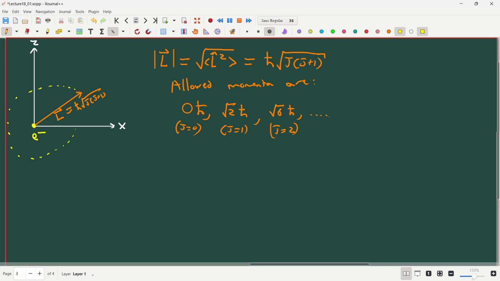Well, if you imagine I sweep a sphere, not even just a circle, but a sphere around the electron in all 3 dimensions, there's an equivalent vector with the same magnitude. I could draw a vector in this direction that has the same length L. Draw a vector in this direction. Is that supposed to be square root of 6 for j equals 2? Square root of 6. Oh, okay.